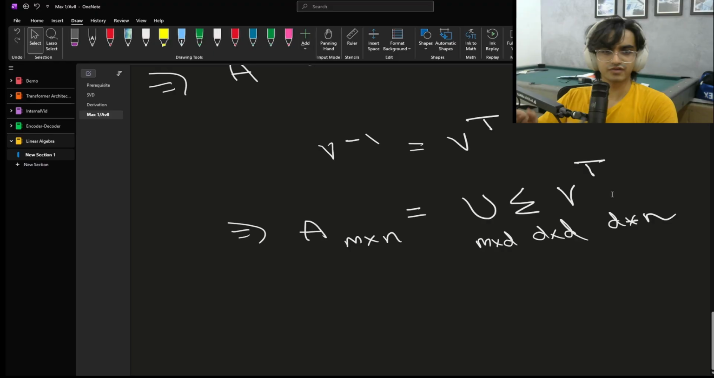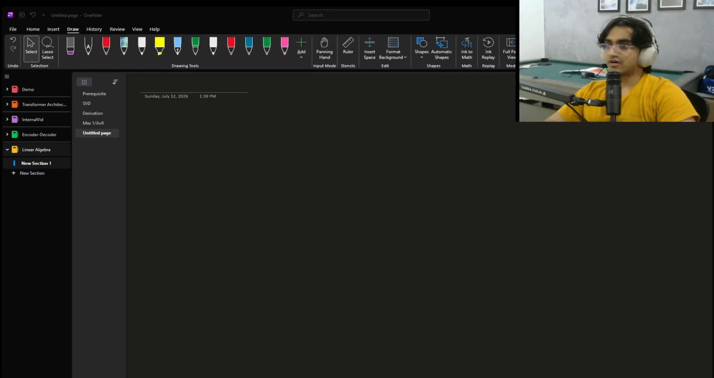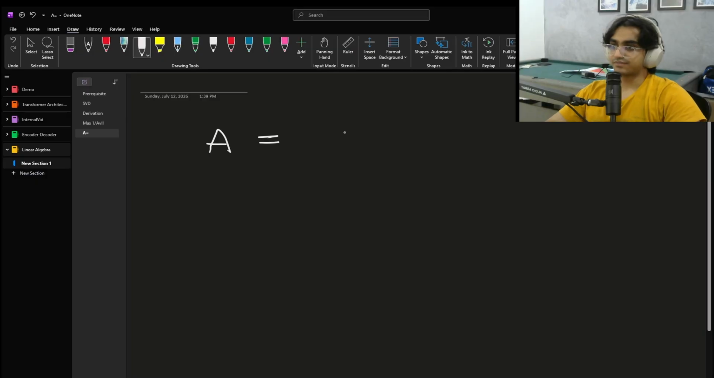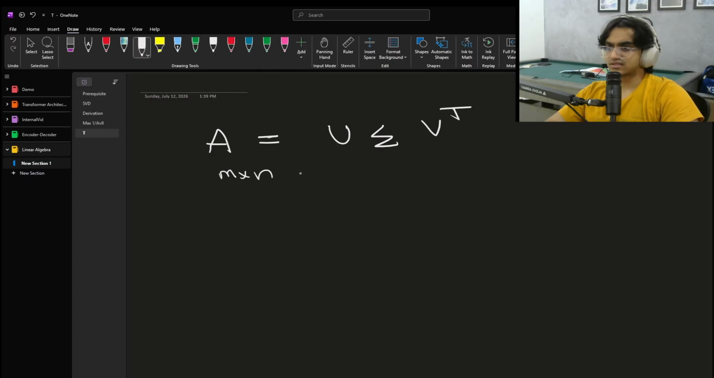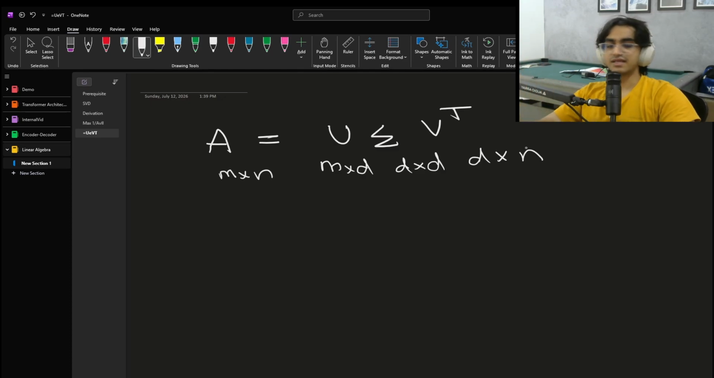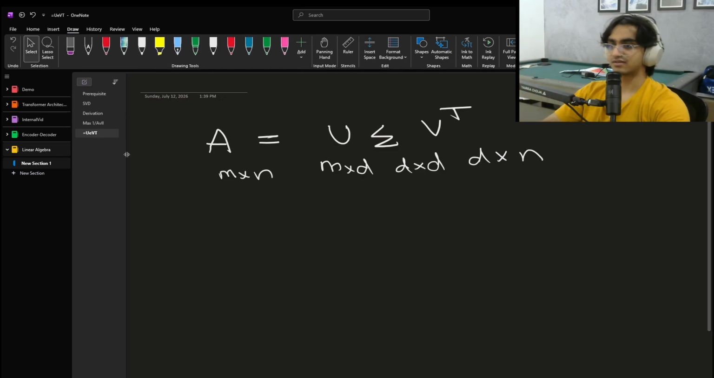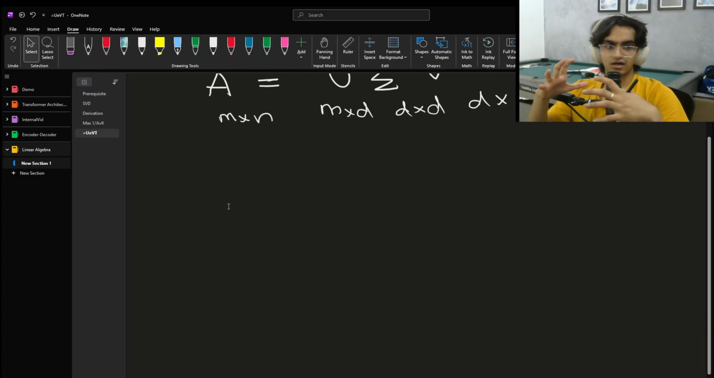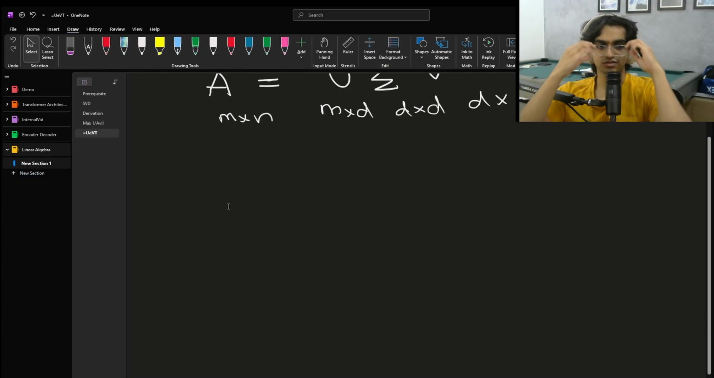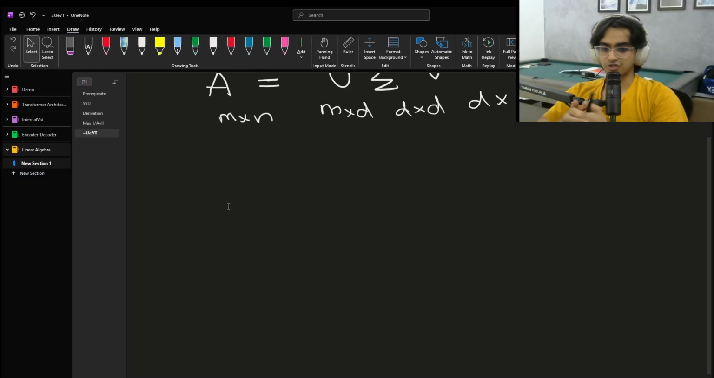Now I'll talk about a few applications of SVD. So we've gotten our matrix A, which is U sigma V transpose. This is M cross N. This is U, so this is M cross D, D cross D, and D cross N. Now, assuming we've calculated D for all the eigenvalues and eigenvectors, let me talk about an application. Let's talk about image compression.